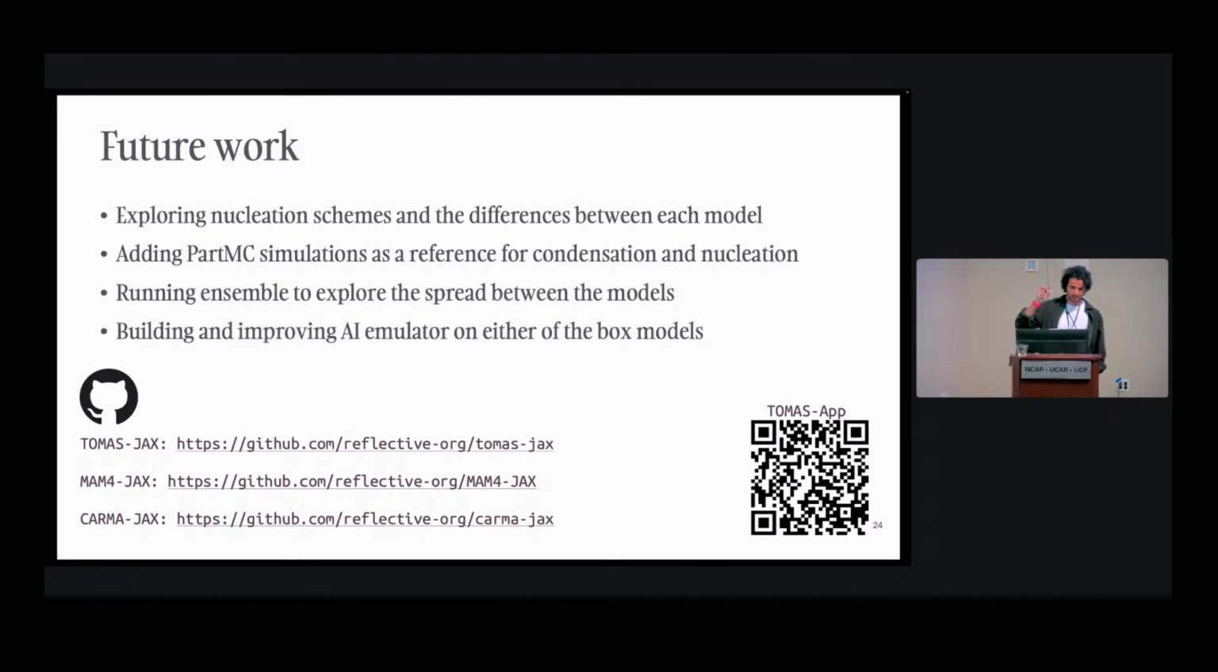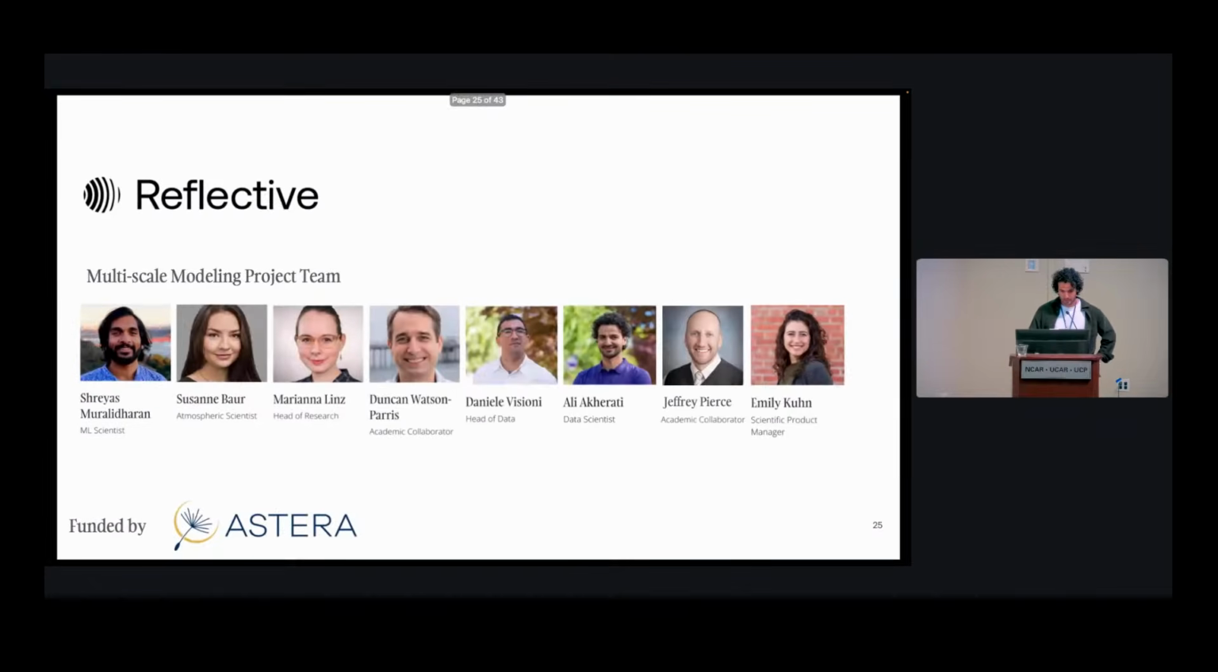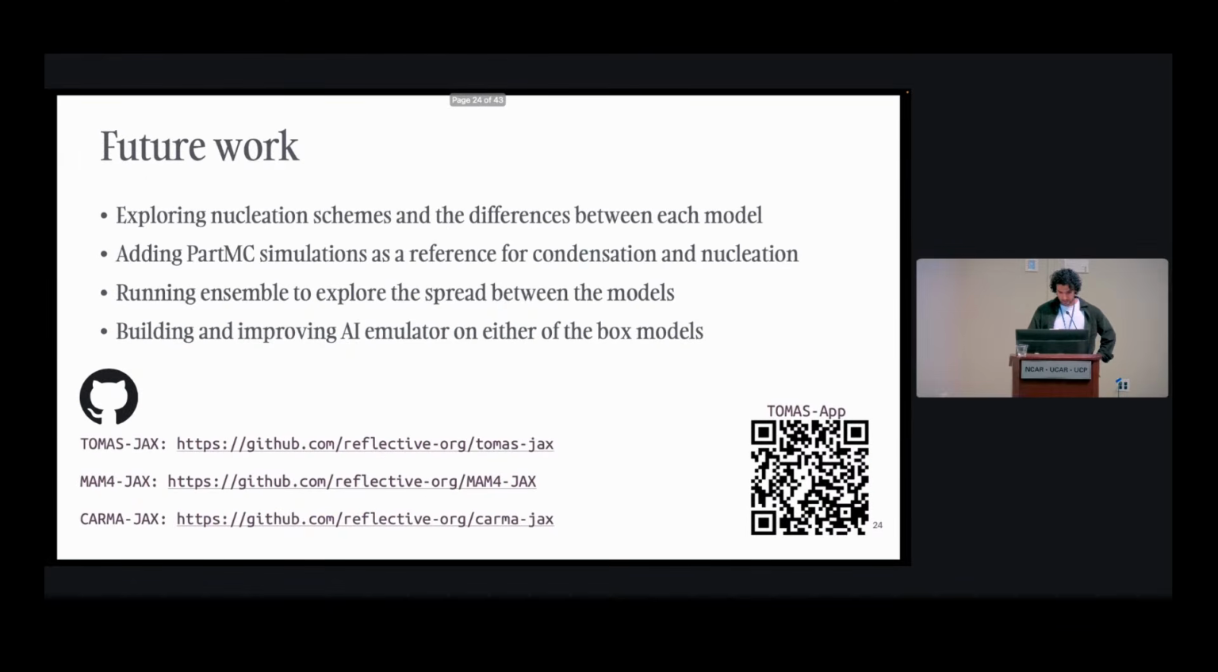Part MC represent individual particles, so it makes it easier to do different processes. And then running ensembles, we try to understand the average and median spread between the models. And we are working on building and improving an AI emulator, and we have had some exciting and very good results so far. Oh, by the way, these are all the repositories.